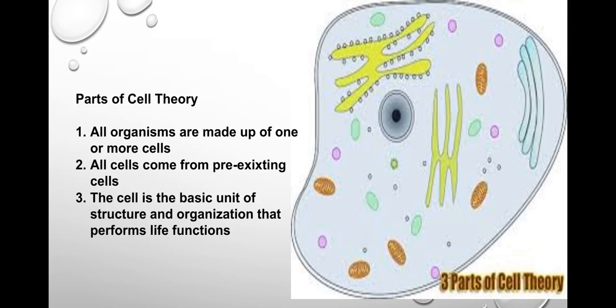And last, the cell is the basic unit of structure and organization that performs life functions. This means that cells form the parts of an organism and carry out all of the organism's processes or functions. So in complex organisms, cells are organized into 5 levels so that an organism can conduct all basic processes associated with life.